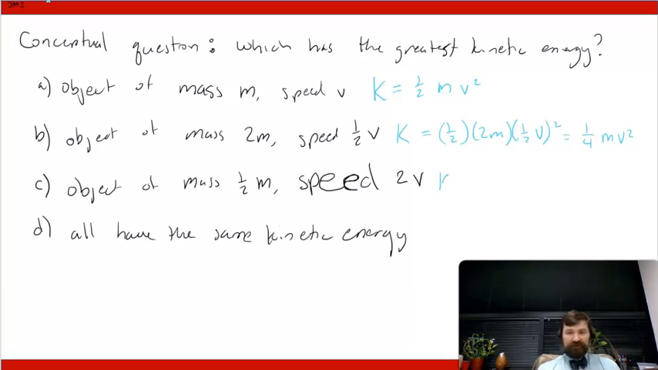This one right here would have K equals 1/2 times another half m times 2v squared. Okay, so the 2 squared gives me 4 times 1/4. This ends up being equal to mv squared. So they are not all the same. This one right here has the greatest value of kinetic energy because it's mv squared as opposed to half mv squared or 1/4 mv squared.